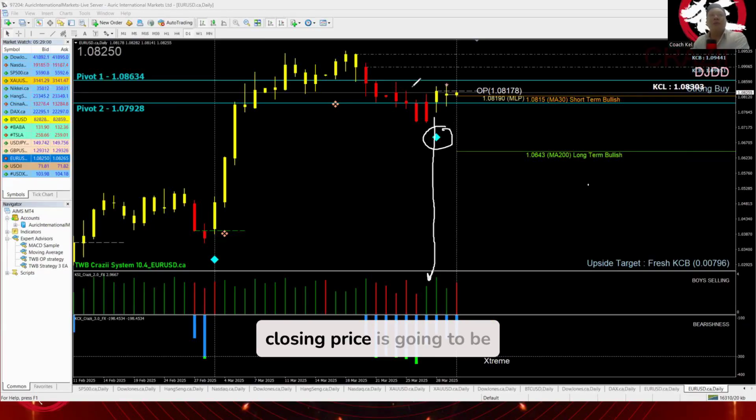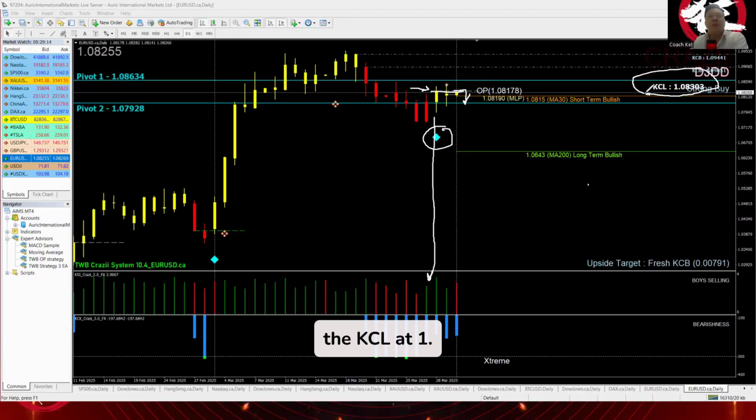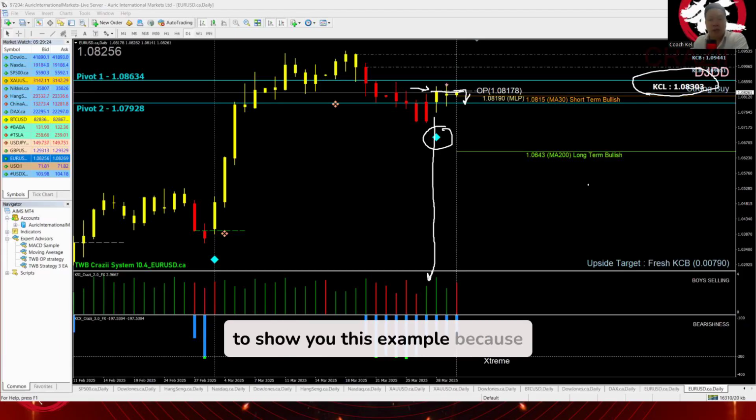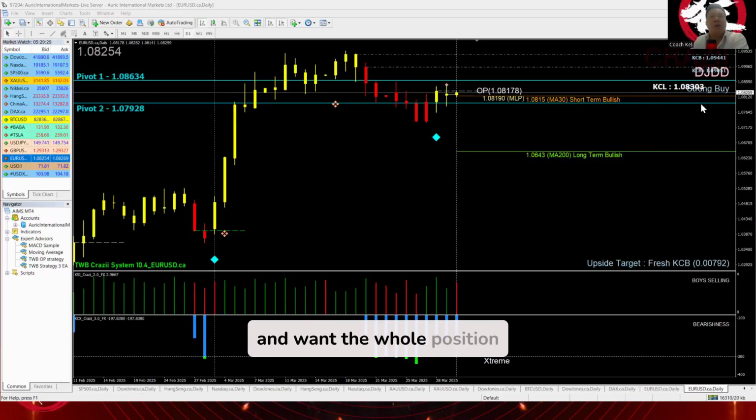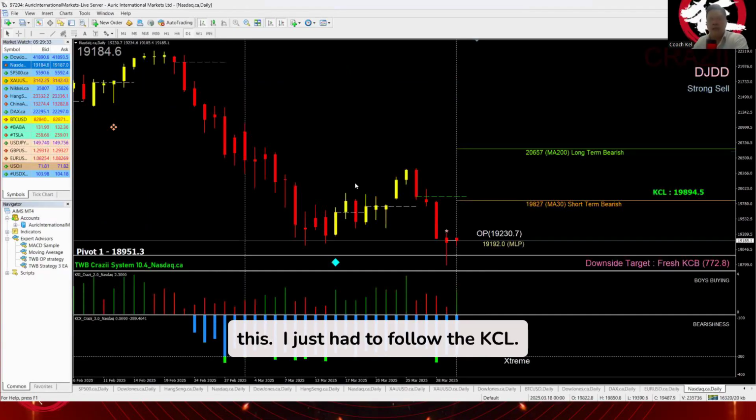So basically the closing price is going to be very important to us. If the market fails to stay above that price, then of course the market will be selling. It's as simple as that. If the market can break above the KCL at 1.08303, then of course we will see more upside in the market. Okay, so this is the KCL, and I want to show you those examples because it's really very good for people who do positioning and want to hold position and don't want to bother too much. So just follow the KCL, you're fine.